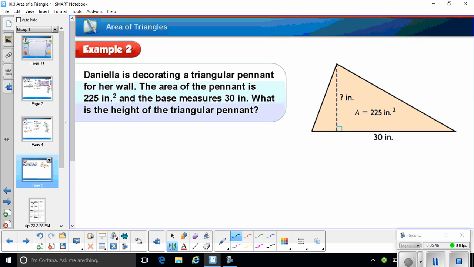The last type of problem that you're going to see with the triangle is where they give you the area, but we have to find the unknown value. And so again, we need to remember that the equation is area equals 1/2 base times height. And so what I'm going to do is plug in the information I have into this equation.